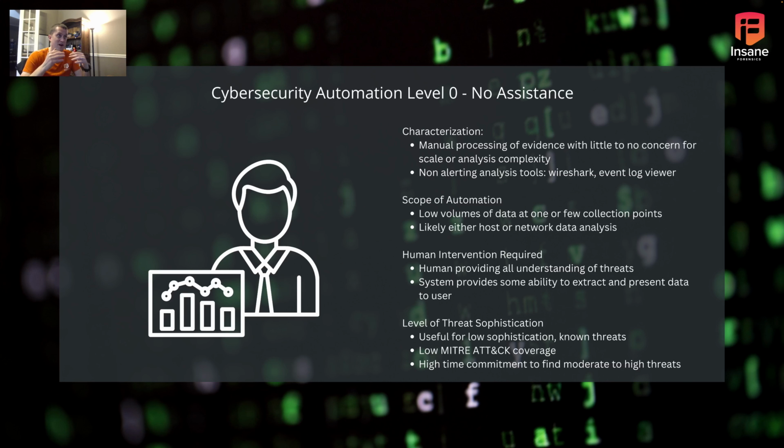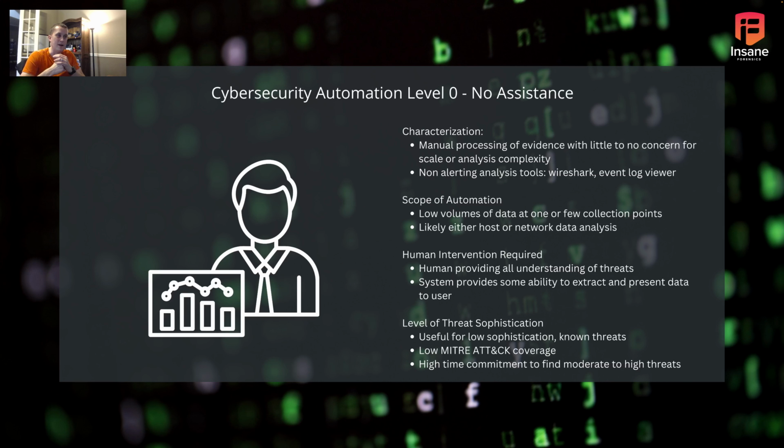So your scope of automation is going to be tied to low volumes of data at one, or maybe if you're lucky, a few collection points. You're likely either going to be in host or network. Time's going to be your biggest challenge here because the more data you bring in, because you're doing it this way, it's going to take you a ton of time, right? The human is also providing all understanding of the threats, right?